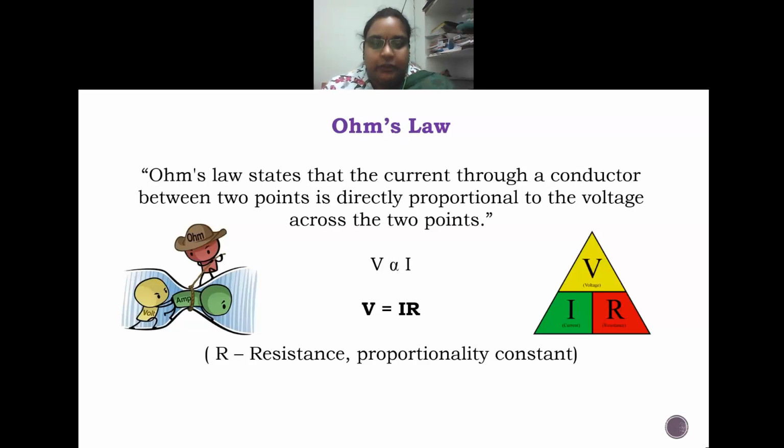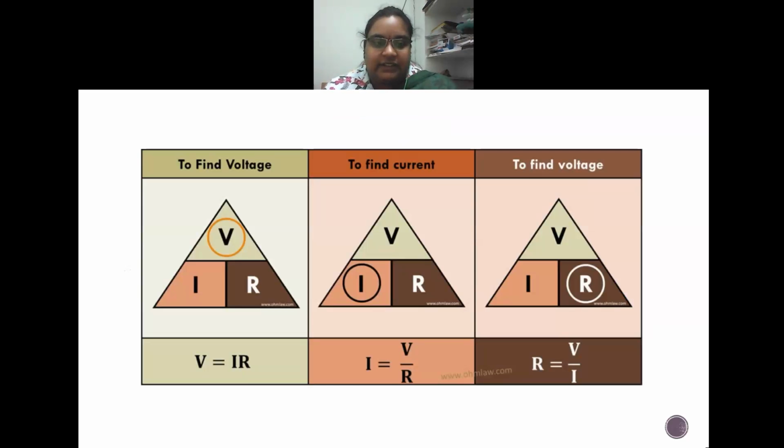Ohm's law gives us the relation between the voltage and current, and it can be represented by one equation, that is V = IR, where V is the voltage, I is the current, and R is the resistance.